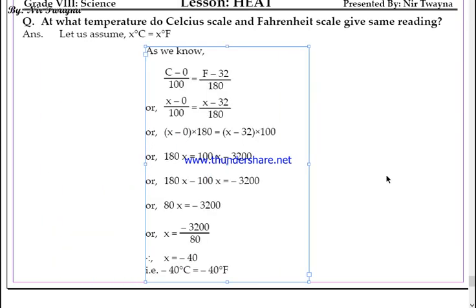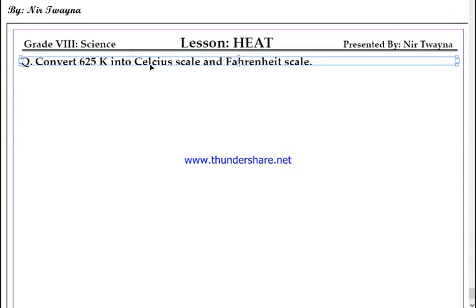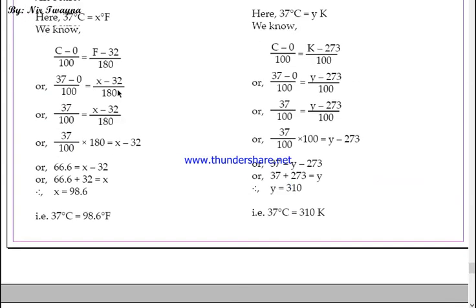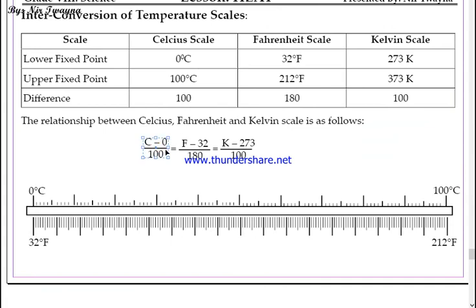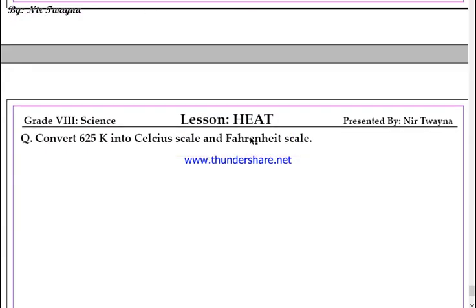Now we have the next question. I guess this question you need to do on your own. This is your assignment. Convert 625 Kelvin into Celsius scale and Fahrenheit scale. To convert 625 Kelvin into Celsius scale, you need the relationship between Kelvin and Celsius. In that case you need to take the first and third relation, Kelvin and Celsius.